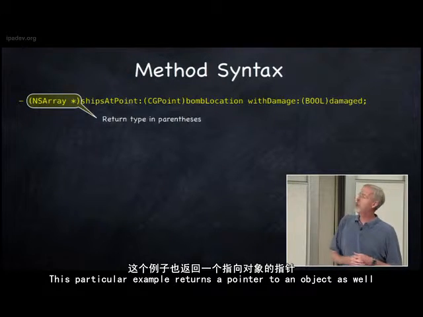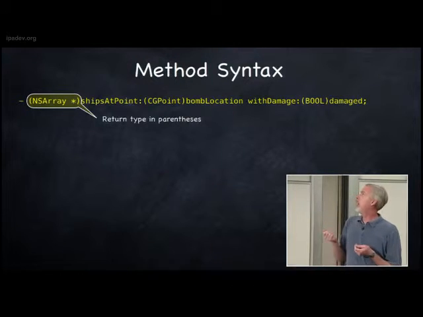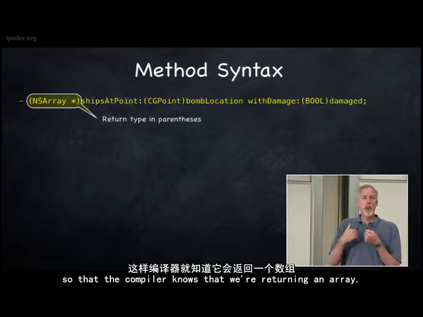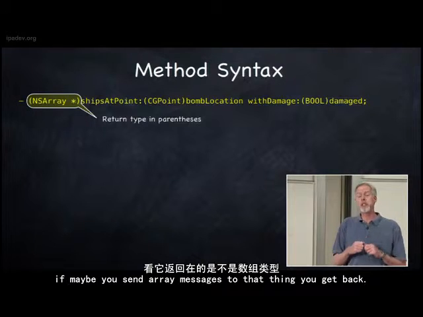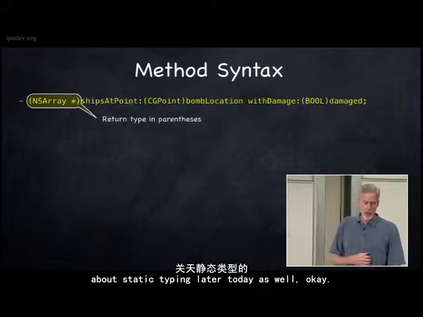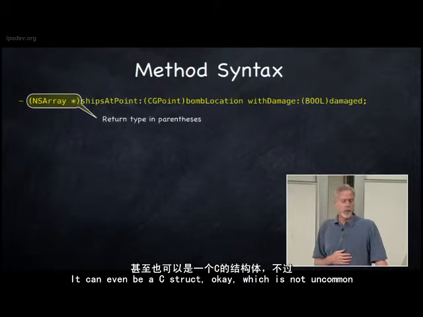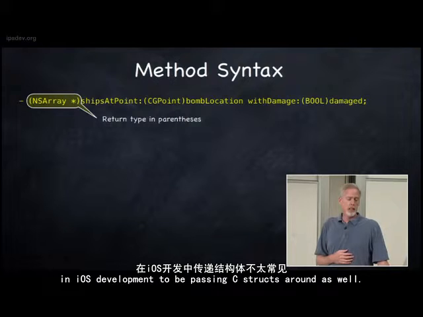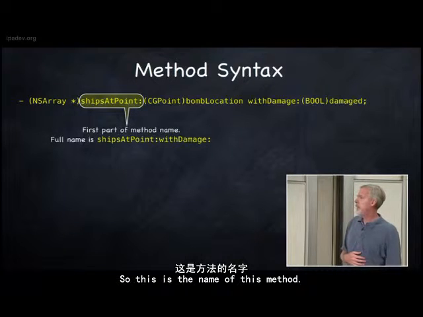This particular example returns a pointer to an object as well, but we statically typed it to be NSArray so that the compiler knows that we're returning an array. So when it sees someone call this, it can check to see if maybe you send array messages to that thing you get back. But we'll talk a little bit about static typing later today as well. Okay, so that's the return type. And the return type obviously can be int or double, any C primitive type. It can even be a C struct, which is not uncommon in iOS development, to be passing C structs around as well.